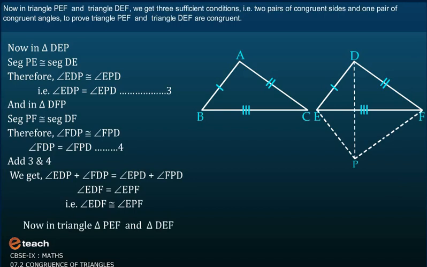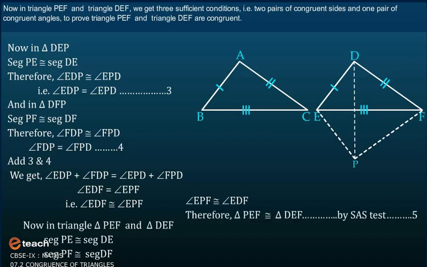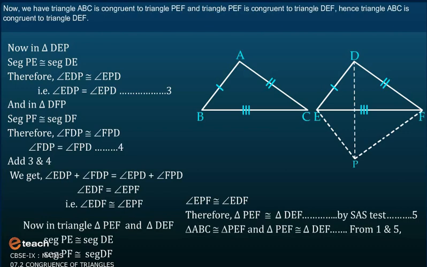Now in triangle PEF and triangle DEF, we get three sufficient conditions, that is, two pairs of congruent sides and one pair of congruent angles, to prove triangle PEF and triangle DEF are congruent. Now we have triangle ABC is congruent to triangle PEF and triangle PEF is congruent to triangle DEF. Hence, triangle ABC is congruent to triangle DEF.